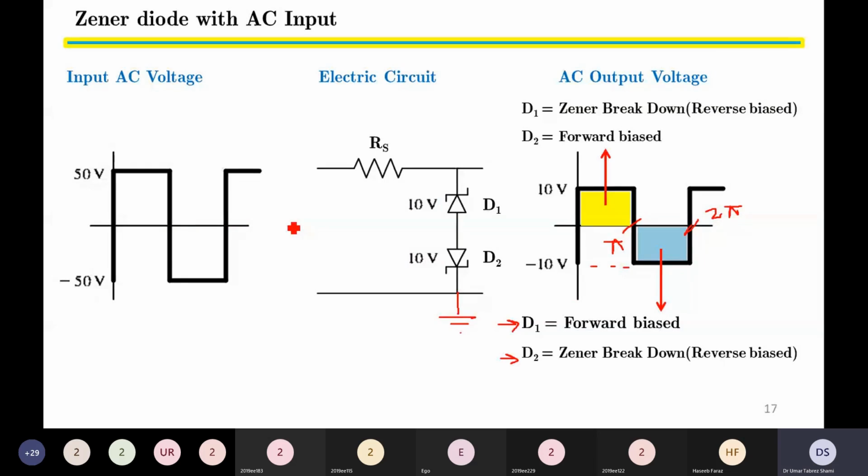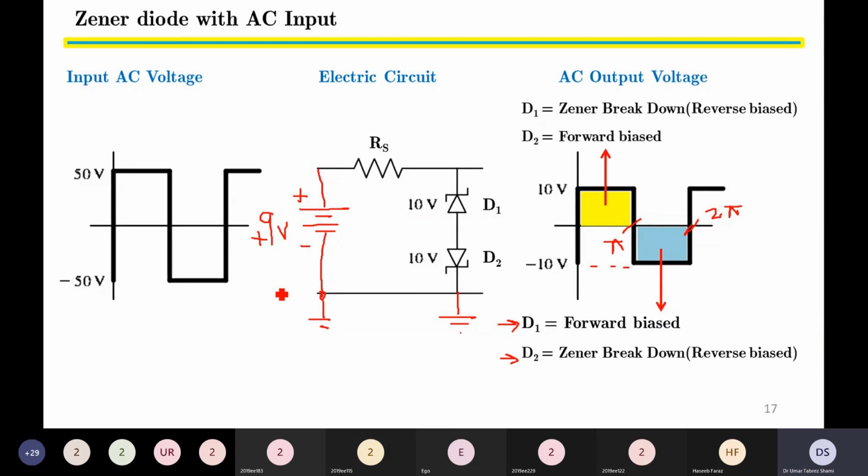Now we are going to discuss the case when the input voltage is less than the Zener breakdown voltage of diode D1 or diode D2. In this case, let us assume that we are connecting a DC power supply of positive 9 volts such that the negative terminal of the battery is connected to the ground and the positive terminal of the battery is connected to RS, and the magnitude of the power supply is positive 9 volts.